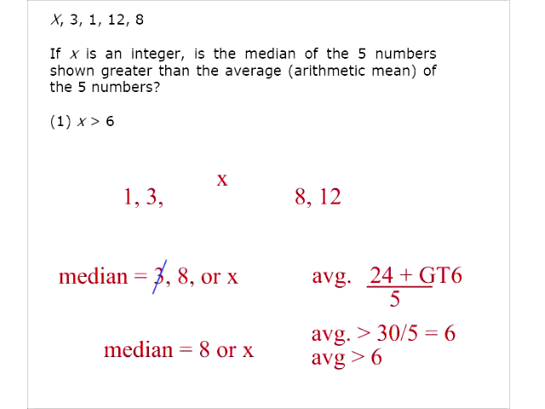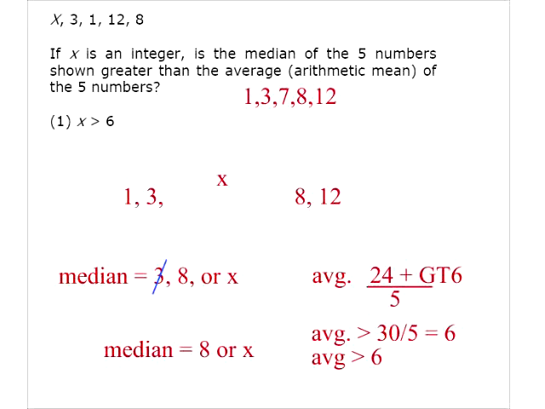Let me know if that makes sense. But it still seems very possible to get either answer. A lot of times when you're trying to say that something's insufficient, it's sort of hard to convince yourself unless you just provide some numbers. So we could think to ourselves, all right, what if I just make x pretty small? 1, 3, 7, 8, and 12.